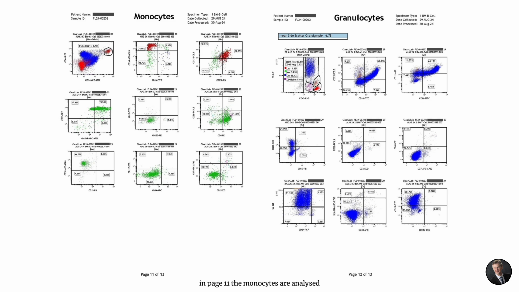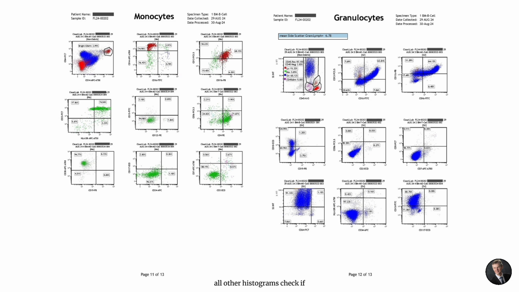In page 11, the monocytes are analyzed after they are first isolated from all other cells based on their CD14 and CD64 expression. The monocytes are further analyzed for their expression of different markers. The second histogram separates the monocytes into the classical, non-classical, and intermediate subsets based on their combination of CD14 and CD16 expression.